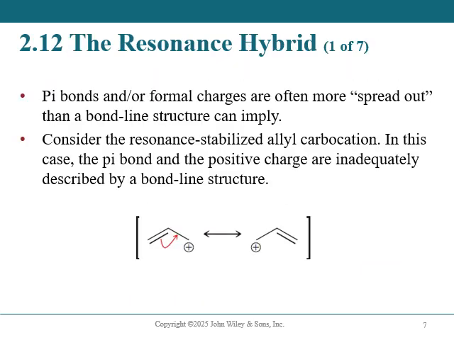Pi bonds and formal charges are often more spread out than bond-line structures can imply. Consider, for instance, this drawing we have here, the resonance stabilized allyl carbocation. In this case, the pi bond and the positive charge are inadequately described by a bond-line structure. So in other words, we draw this very neat, very elegant double bond here, positive charge here, and vice versa, but in reality it's more messy. So that charge gets distributed a lot more throughout the structure, and so does that pi cloud that will form the double bond.